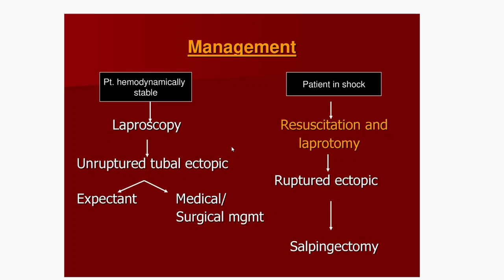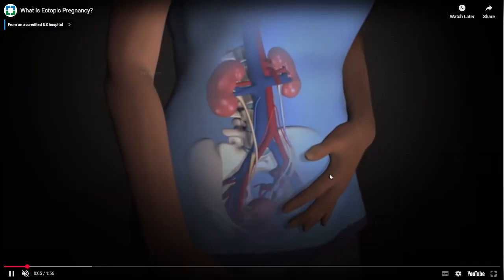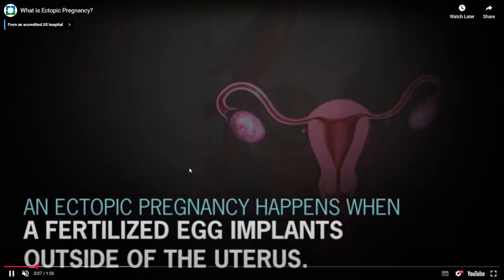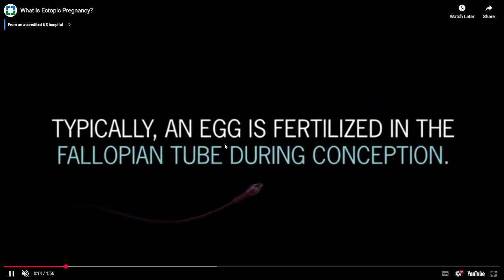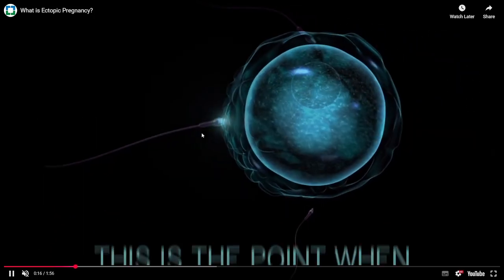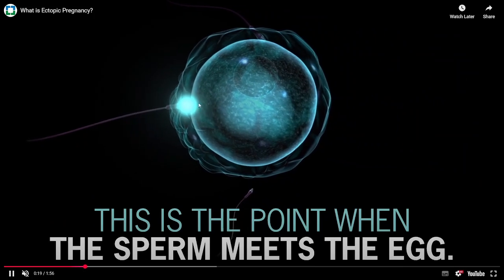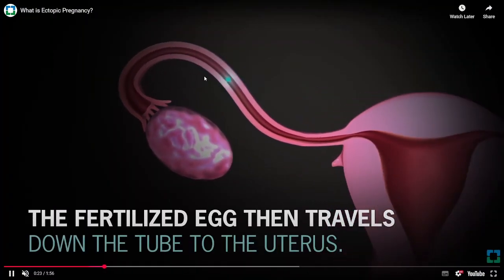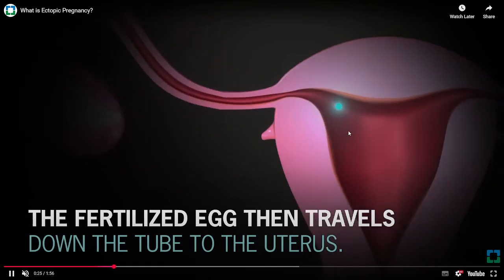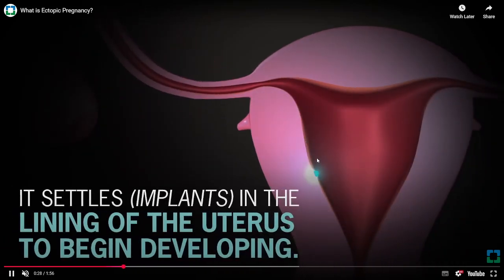Thus we will see through a small video how this ectopic pregnancy happens. So in ectopic pregnancy, the fertilized egg will be outside the uterine cavity. Normally the egg is fertilized in the fallopian tube. Here the sperm meets the egg during conception, and the ovum that is released travels through the tube, reaches the uterine cavity and implants there.